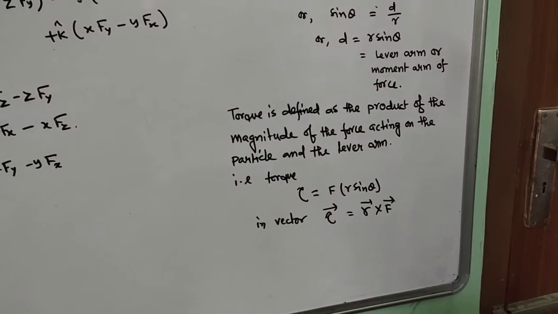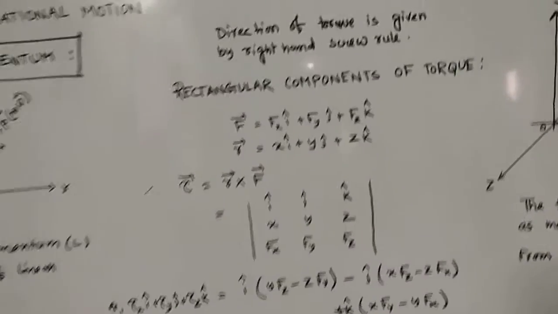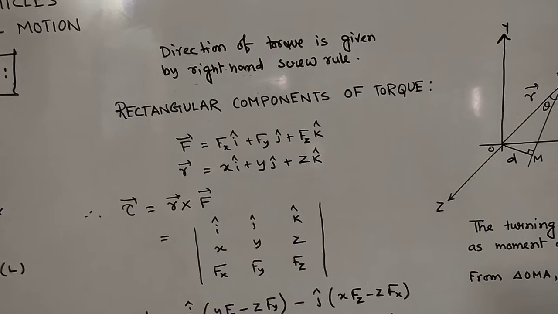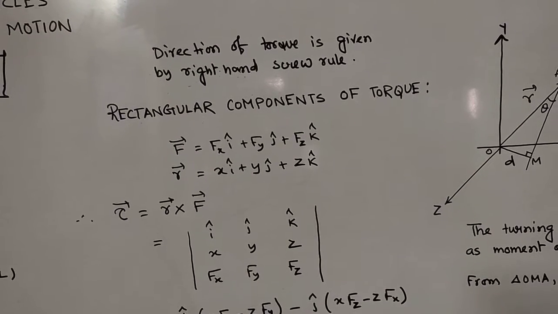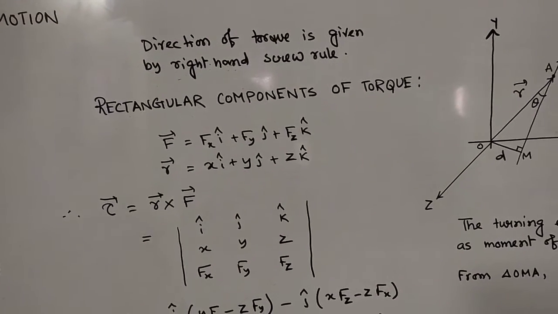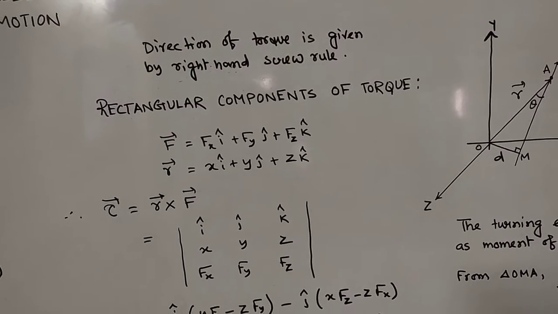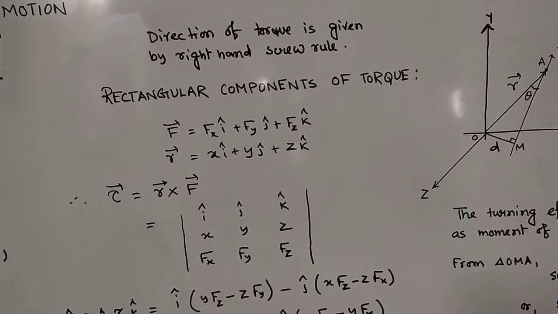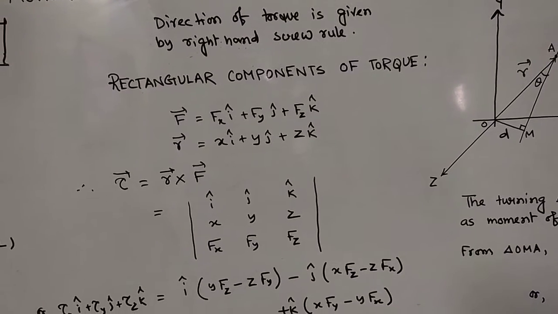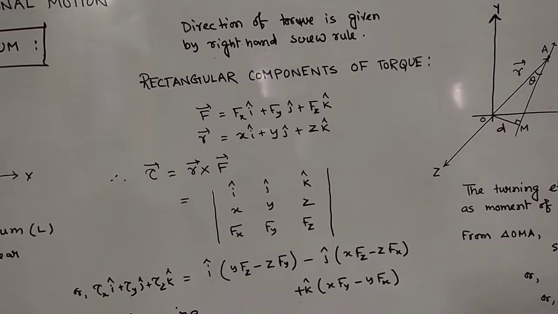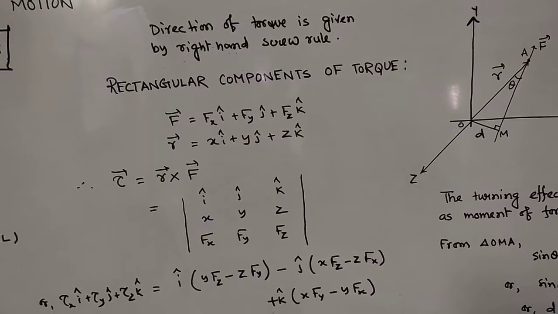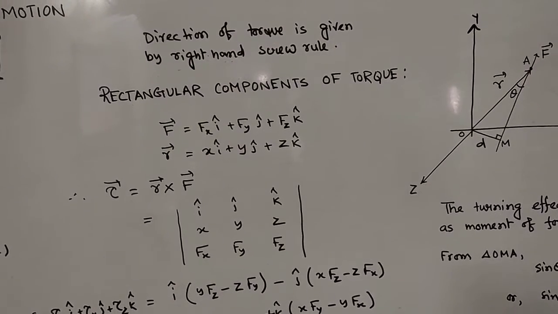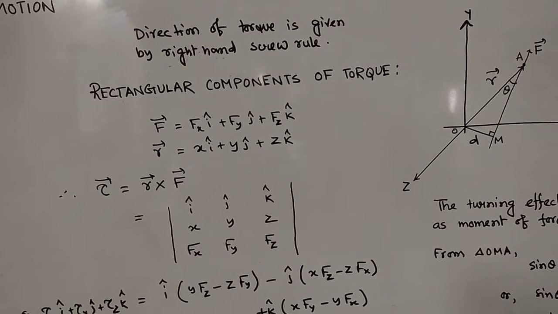Now let me go for the rectangular components of torque. So in torque we do have r vector and F vector. In 3 dimensions, r vector can be specified as x i cap plus y j cap plus z k cap, and F vector can be represented by fx i cap plus fy j cap plus fz k cap. So tau vector equals r vector cross F vector, and i cap, j cap, k cap, that is the definition of vector product, with x, y, z, and fx, fy, fz.